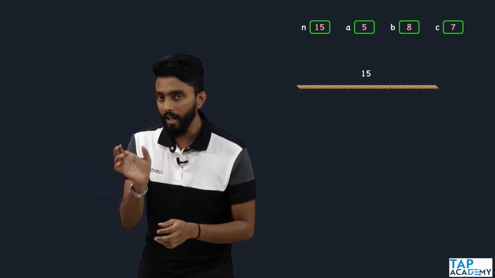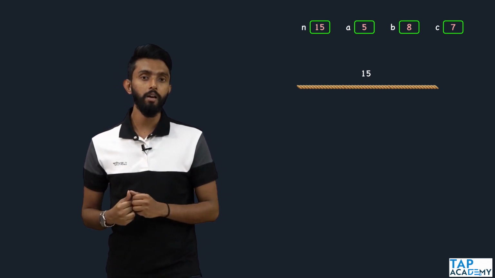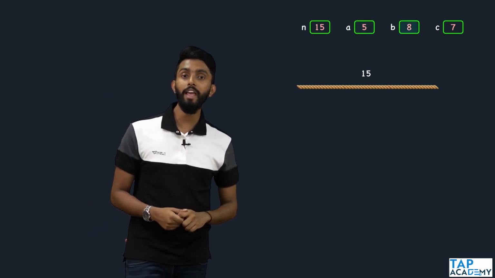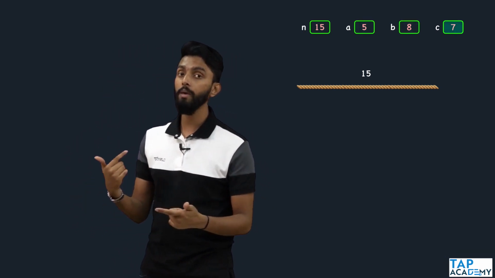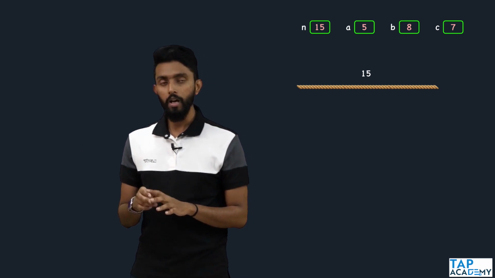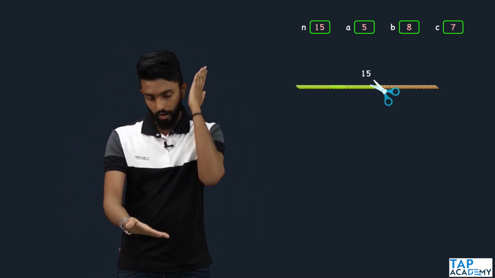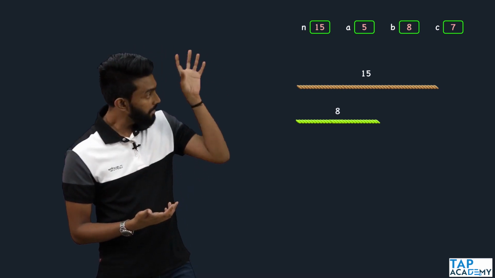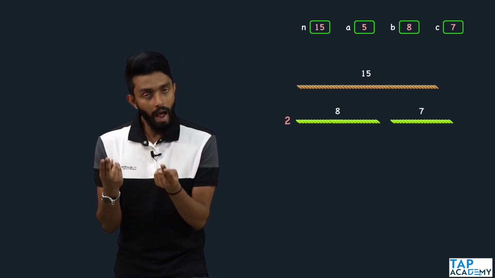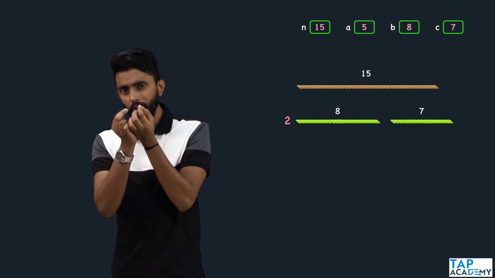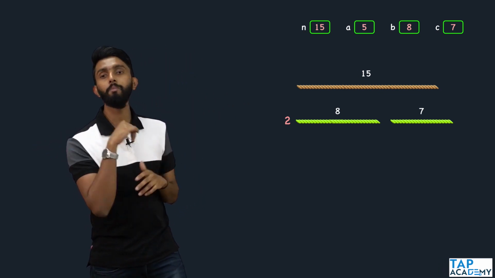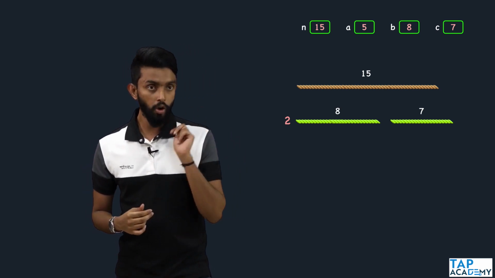But the catch here is that every smaller piece that you make should either be of length 5, or of length 8, or of length 7, that is A, B and C. One way I can make smaller pieces is, one piece of length 8. So I will cut the rope at length 8. Another piece I will make of length 7. So two pieces are made. And it's very important that not even 1 inch of the rope gets wasted. So you can see 0 rope got wasted because 8 plus 7 is 15. Any confusion till here? So I got 2 pieces.